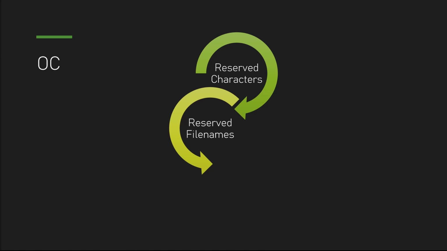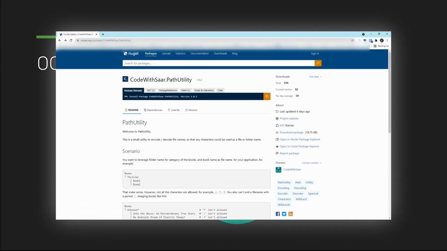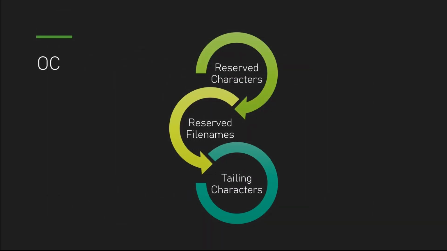And another benefit is I actually had to introduce another processor to deal with a trailing dot or space, because those characters aren't allowed there. But I don't need to touch any existing classes that have been well tested. As a side effect, I created a NuGet package to wrap up the PathUtility. I'm going to share with you both the package as well as the source code in the description below.